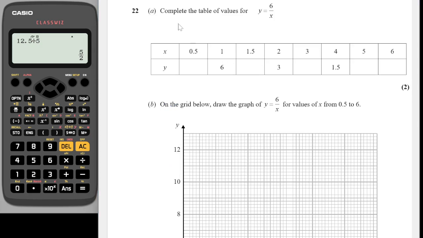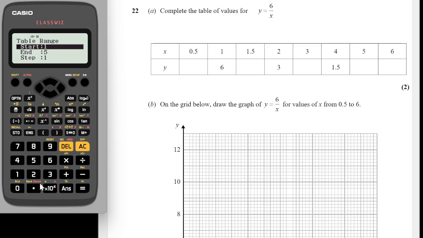Okay, question 22. Complete the table of values for y is equal to 6 divided by x. So I'm looking at dividing 6 by all of these. We can use our calculator to do each individual sum, but I'm going to just use the table function on my calculator. It's going to be slightly awkward in this case. So y is a function of x, which is going to be 6 divided by, and then we go alpha, and then x. That's my first function. I don't need a second.